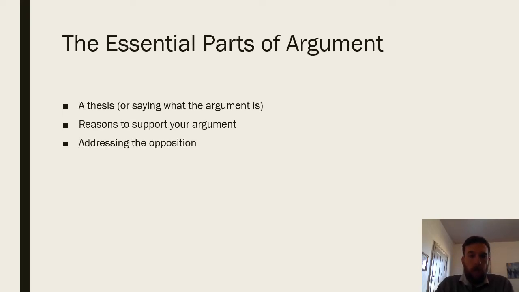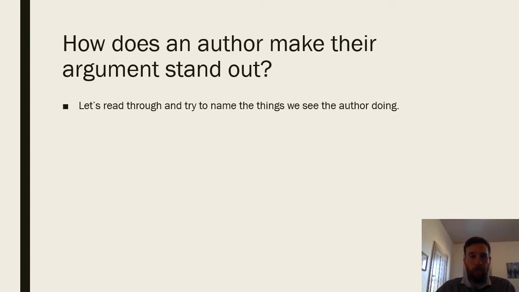And we identified yesterday, and we did it in our writing, that these things exist in any argument. You're identifying your argument, you have reasons to go with it, you address the opposition. But once an author does that, they have to do something else to make their argument stand out, to make their piece of writing stand out. So we're going to read this again, and this time we're going to put on a writer's lens to look at what the writer is doing in order to make their stuff stand out.